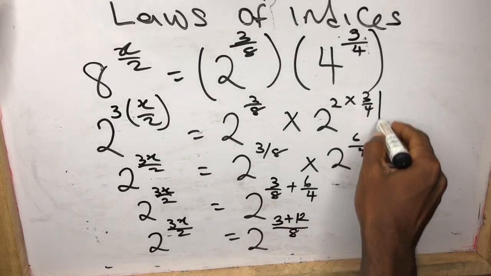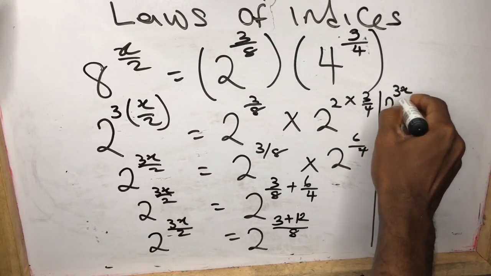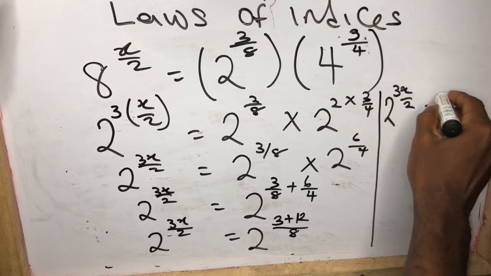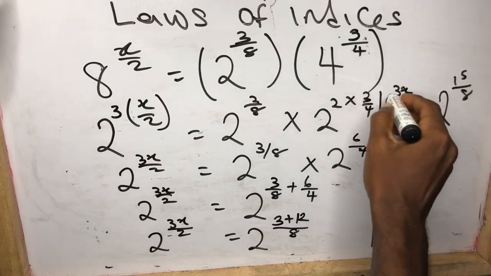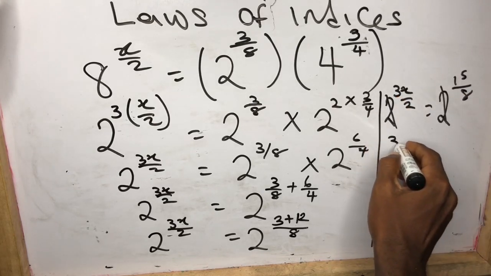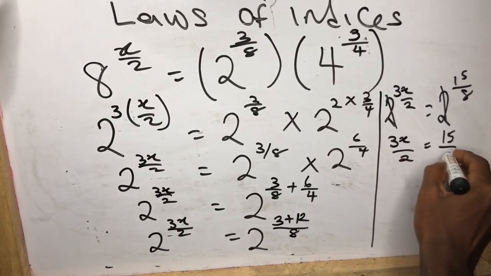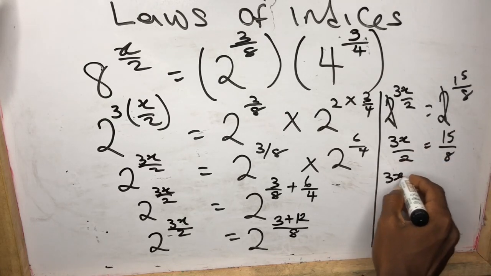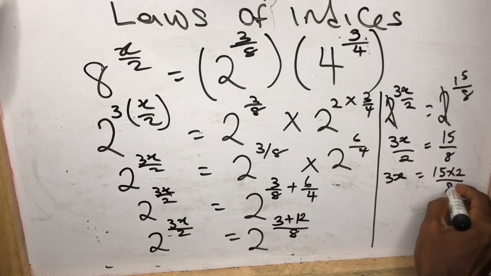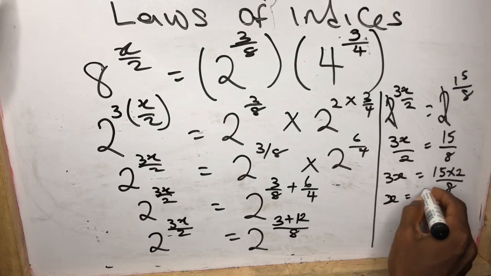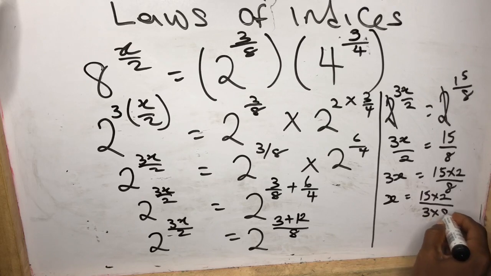So if you continue like that, you now have 2 raised to the power 3x over 2 equals 2 raised to the power 3 plus 12, which is 15 over 8. Now the two have the same base, so you can cancel them out. So you will be left with 3x over 2 equals 15 over 8. Now if you cross multiply, you have 3x equals 15 times 2 divided by 8. If you divide both sides by 3, you have x equals 15 times 2 divided by 3 times 8.